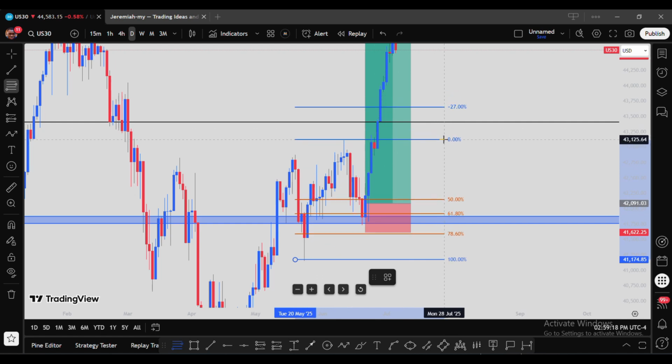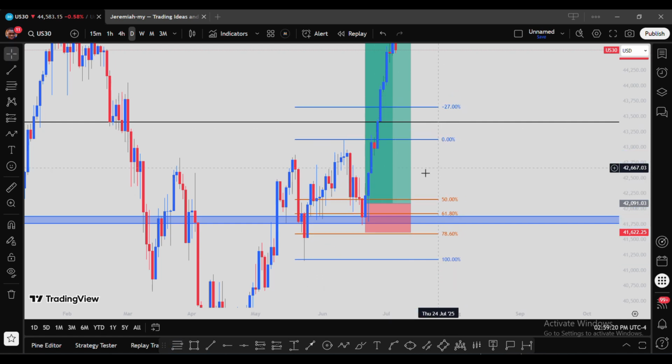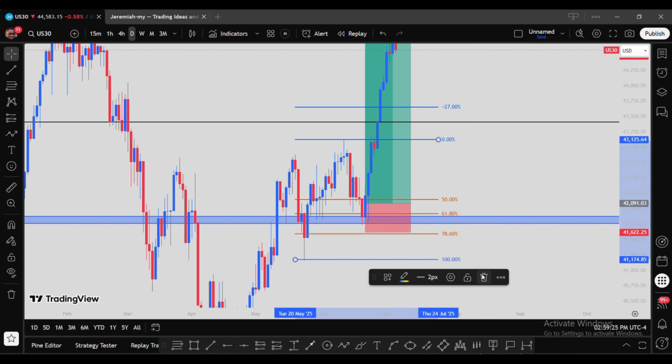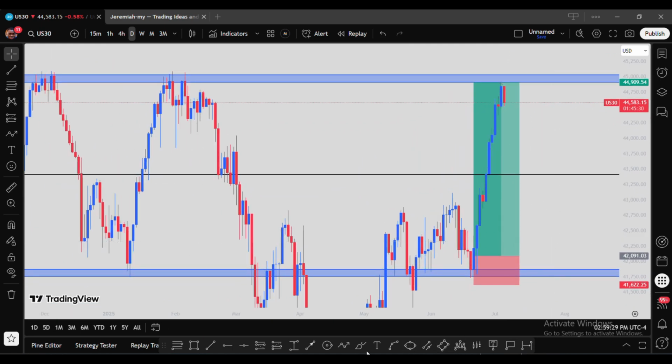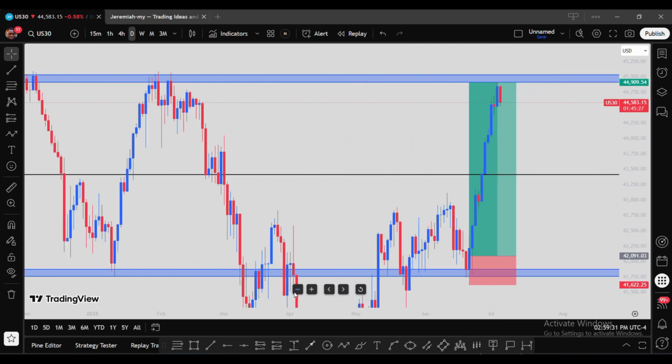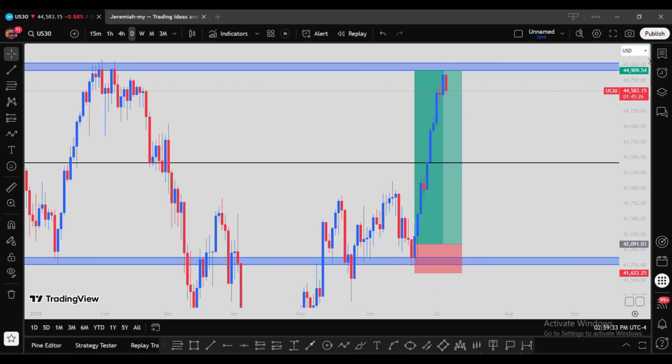So we see how it aligns with the Fibonacci. This trade still aligns perfectly with the 61.8 Fibonacci level, so that's why I was able to get into the buy trade, and the trade already hit TP.